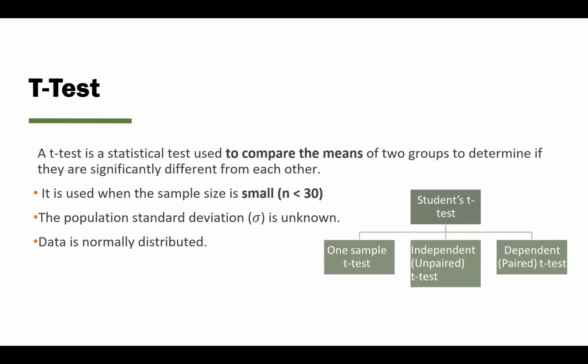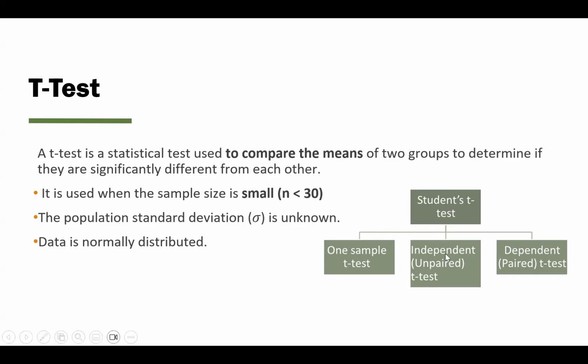So now we come to the t-test. What is a t-test? It is a statistical test used to compare the means of two groups to determine if they are significantly different from each other. There are some important conditions for the t-test. It is used when the sample size is small, usually n is less than 30. The population standard deviation is unknown. This is one of the most important differences between the t-test and the z-test. And the third point is that we assume the data is normally distributed.